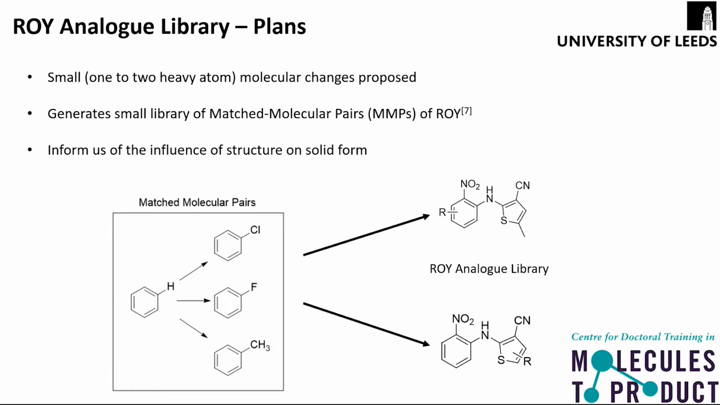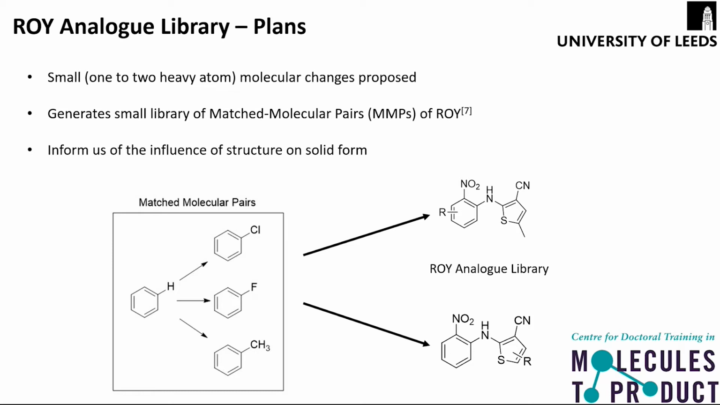Based on this rationale, we have gone out and designed, I think, 17 functional analogues of ROI based off this matched molecular pairs rationale. We've gone for something that in the literature is known as a chloro-methyl exchange, in which C-H bonds within your compound are systematically replaced with C-methyl or C-chlorine bonds.